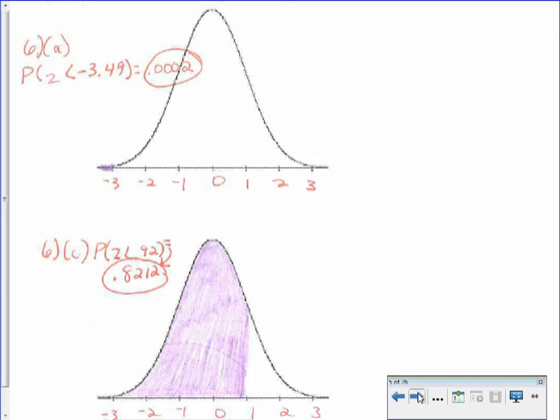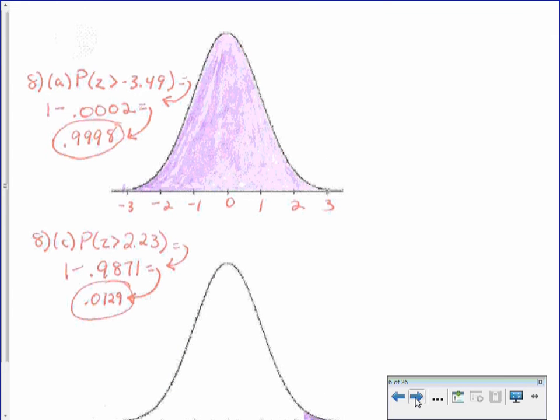Alright, so we jumped over to 8 then, which was doing greater than problems, so slightly more complicated because in order to determine greater than values, we need to use the complement. So in 8a, they wanted it to the right of negative 3.49, so again, kind of scribbled out here to the left, and color the rest for you, which of course is a very large probability. When I look up negative 3.49, I get 0.002, and then we have to complement that, so we end up with an area probability of 0.9998.